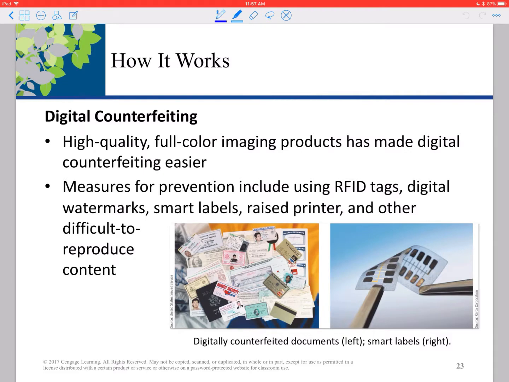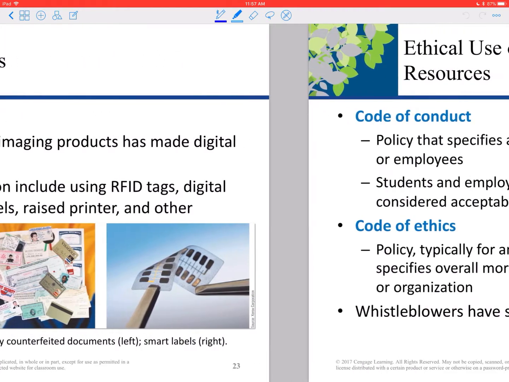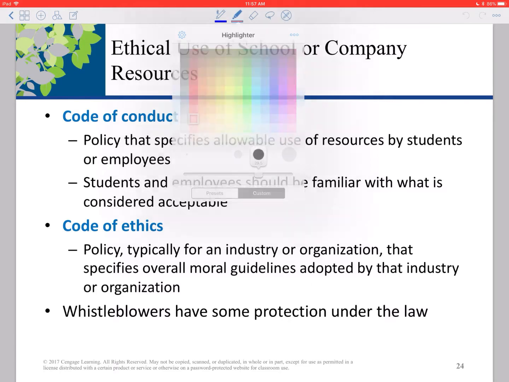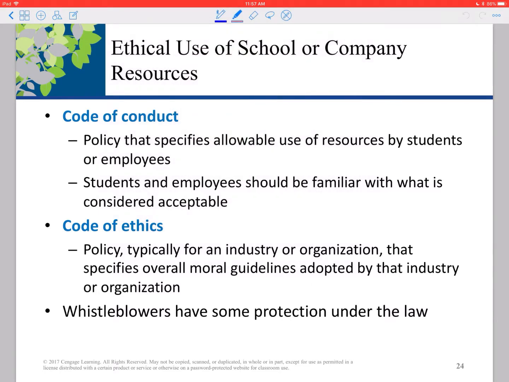And then, of course, there's digital counterfeiting. I'm going to leave that to you to read in your book. I want to talk for a little while about ethics at school or for a company, okay? Every organization that you will be a part of has, either written or unwritten, a code of conduct and a code of ethics. At Western Kentucky University, it is literally called the Student, wait for it, Code of Conduct, okay?